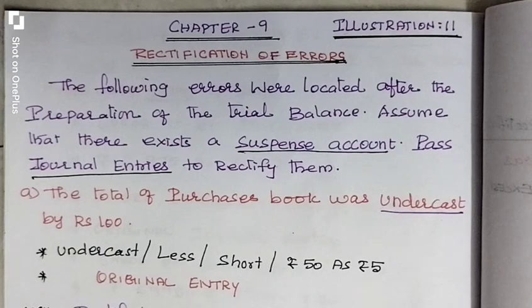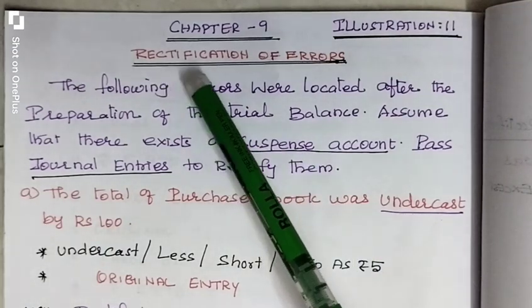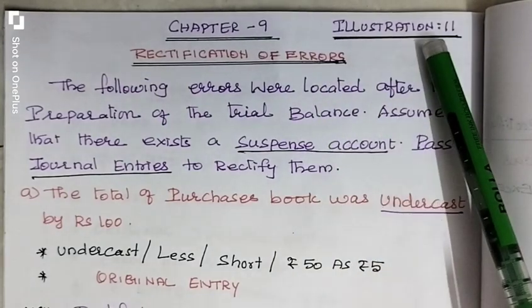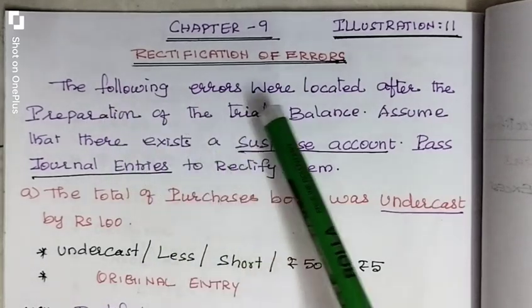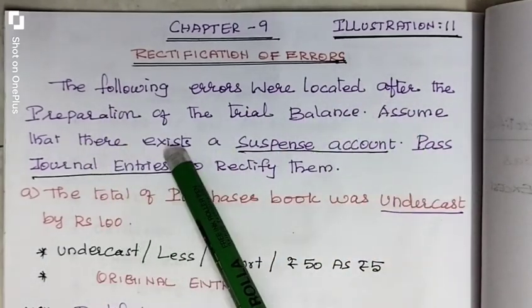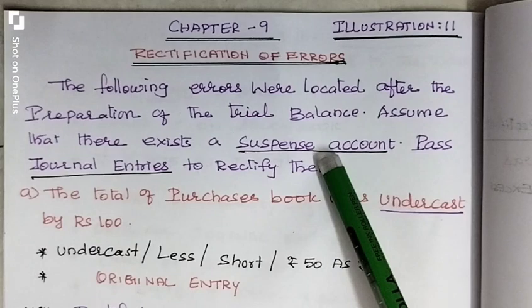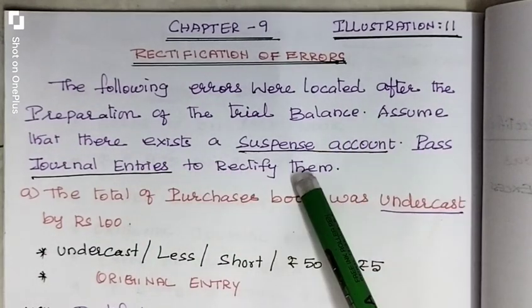In this video we are going to learn about 11th Standard Accountancy Chapter 9, Rectification of Errors, Illustration Sum number 11. The following errors were located after the preparation of the trial balance. Assume that there exists a suspense account. Pass journal entries to rectify them.